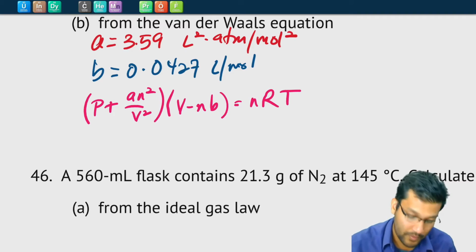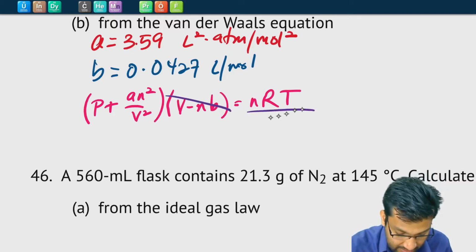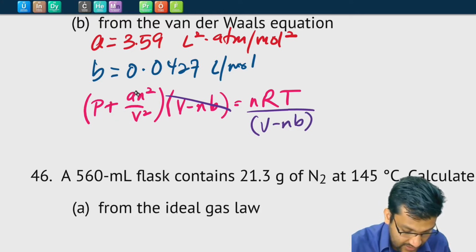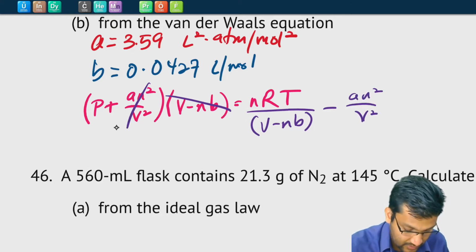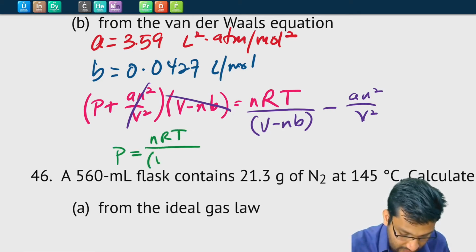We want to solve for the pressure, so now it's a bunch of algebra. If we divide both sides by this term, V minus NB, we get that. And then we need to subtract this guy on both sides, AN squared over V squared. And so this is what P is equal to. Let me rewrite that in a different color. P is equal to nRT over V minus NB minus AN squared over V squared.